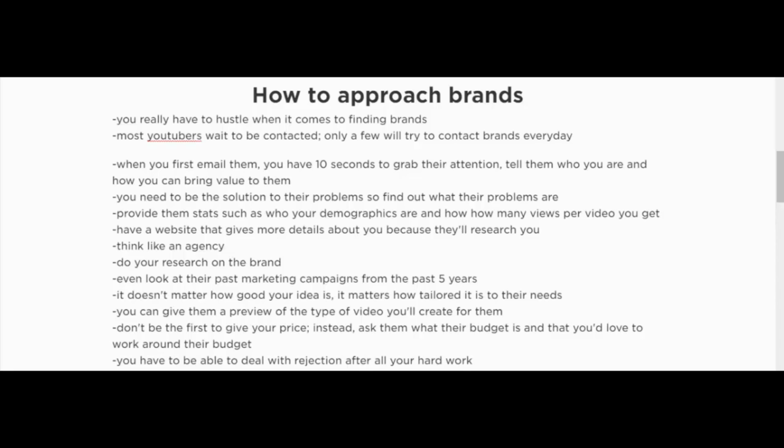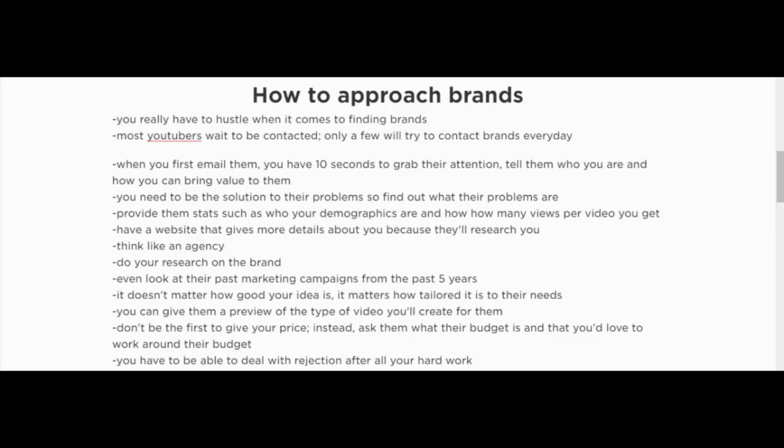Now, your mentality when it comes to approaching them is to think like an agency, okay? And you have to do your research on the brand. Even look at their past marketing campaigns from the past several years. And you know what? It doesn't matter how good your idea is. It matters how tailored it is to their needs. Okay? You can also give them a preview of the type of video that you're going to create for them.